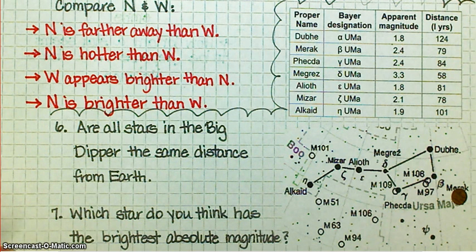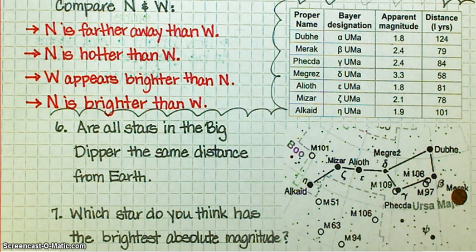Number 6 asks, are all stars in the Big Dipper the same distance from Earth? How do you know? I read the chart, Miss Goff. Yeah. They're not all the same distance. The one that is closest is Megrez at only 58 light years. And the farthest away is Dubhe at 124 light years. Okay, so they are not all the same distance.